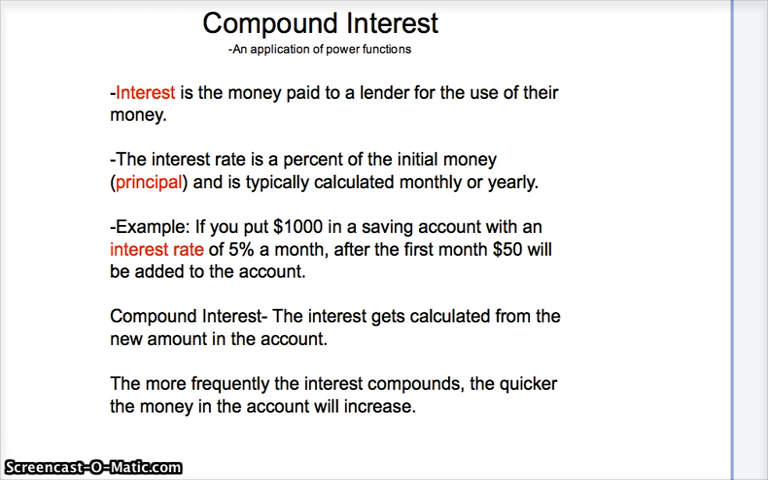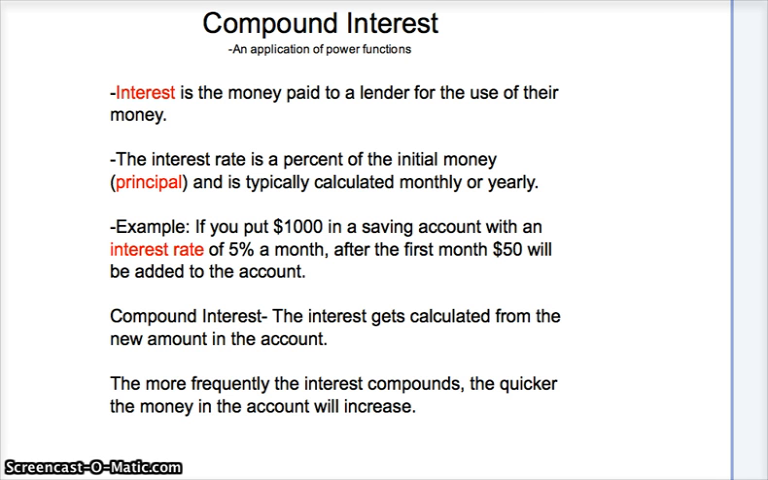Welcome everybody. Today's lesson is all about the Benjamins. We're talking about compound interest. First of all, a little background. Interest is the money paid to a lender for use of their money. So this could be contributing money to a savings account or when taking out a loan. Either way, that money will accumulate interest.